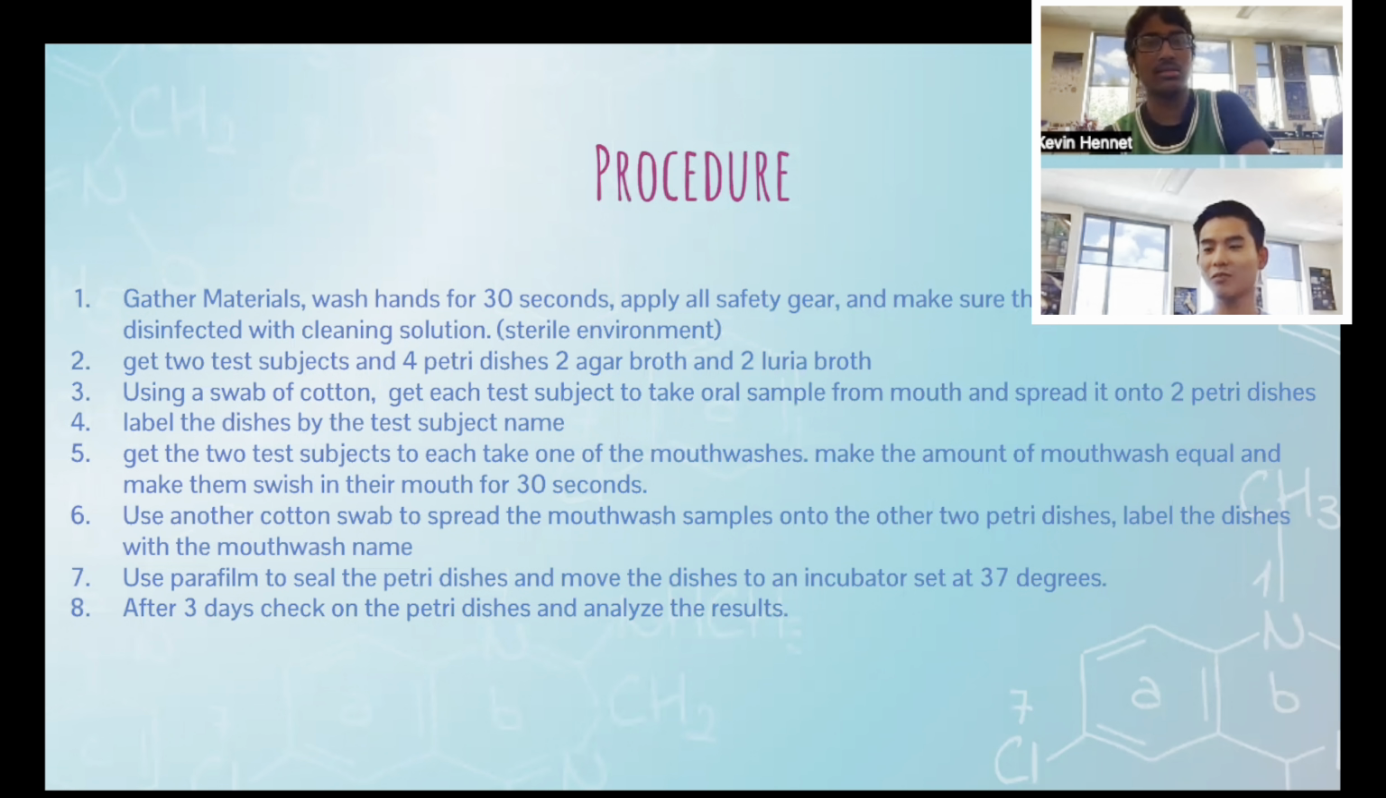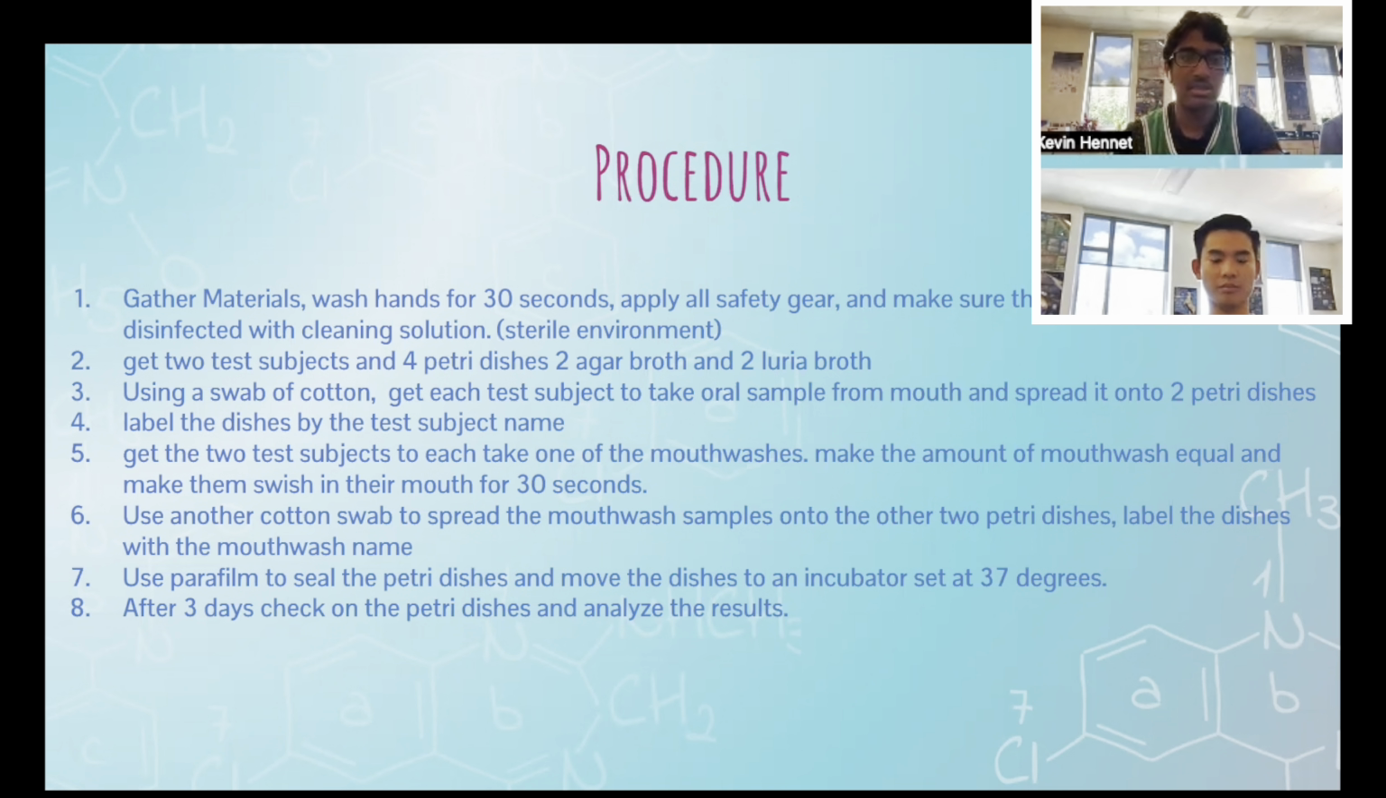First, you gather materials and sterilize the environment. Then get 2 test subjects and 4 petri dishes, either 2 agar or 2 Listerine. Using a cotton swab, get each test subject to take a saliva sample from the mouth and spread it onto 2 petri dishes. This is the control.